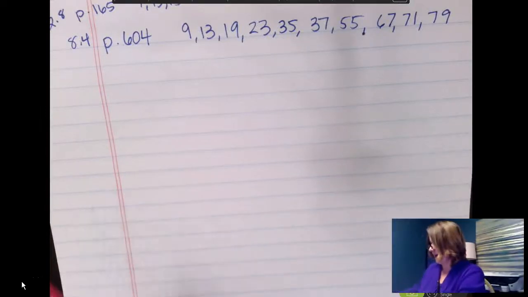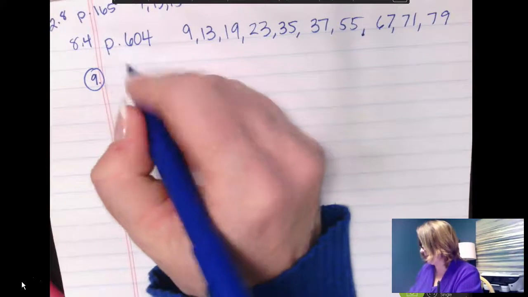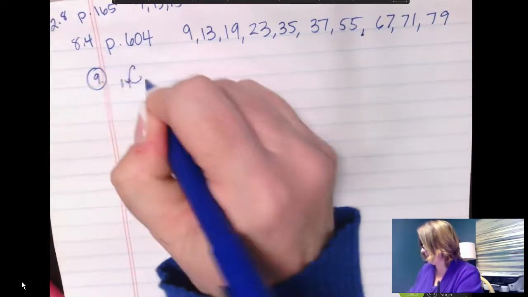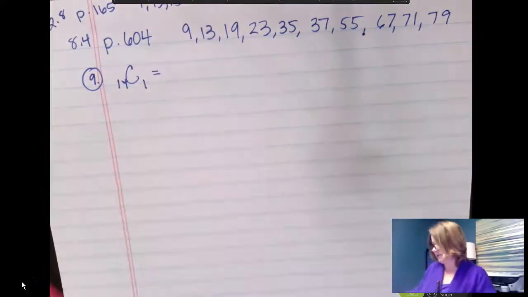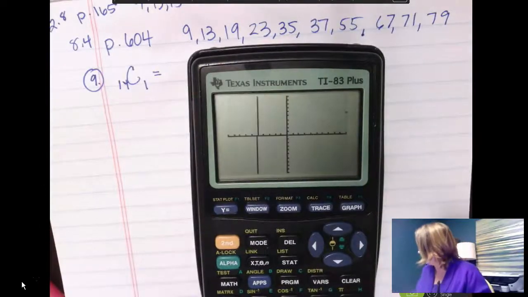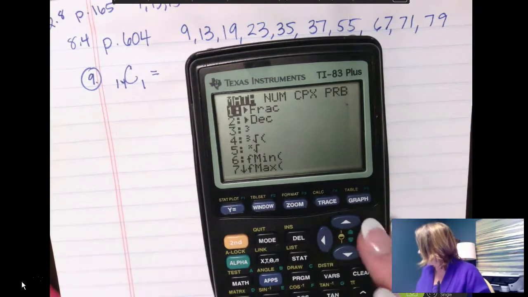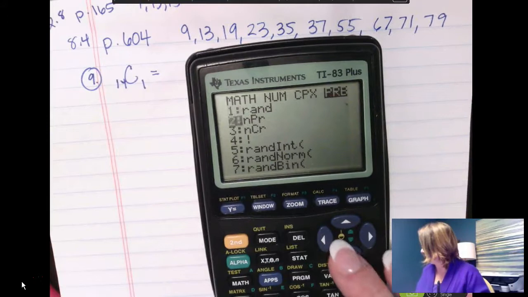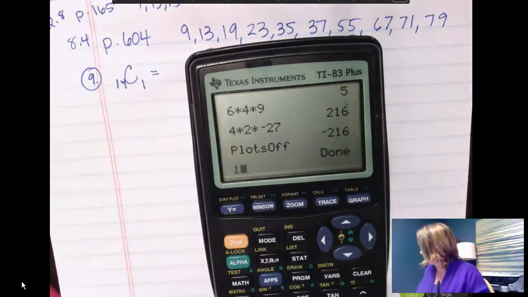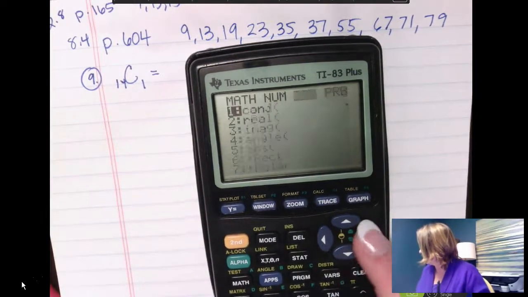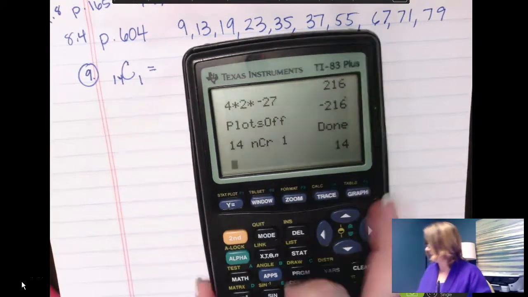We're going to start with number 9, where this would be a coefficient of something that has 14 terms, and it would be one of the first coefficients. So a combination of 14 things taken one at a time. Remember, from the notes we want to go into math, and we want to be able to use some of our probability functions. That's going to be number 3, the combination. Actually, I have to put in the 14 first, though. I have to go 14 combination 1, and that's going to give me 14.